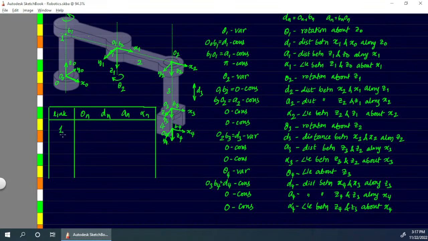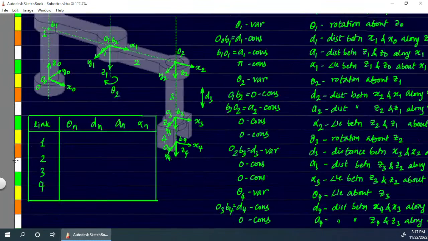So we have link number 1, link number 2, link number 3, and link number 4. So a total of 4 links are there with us. So all these we have to put in here.